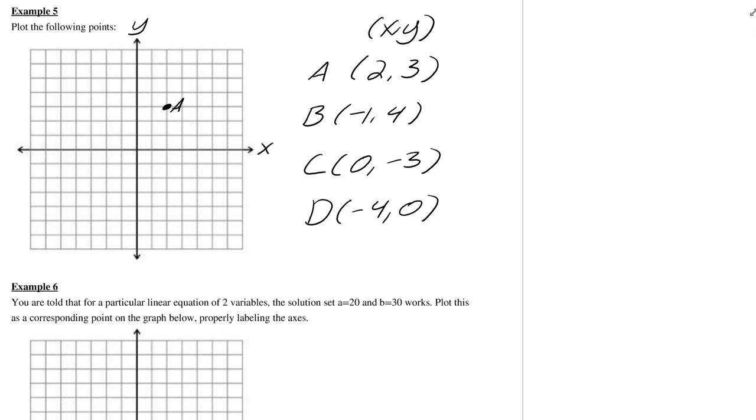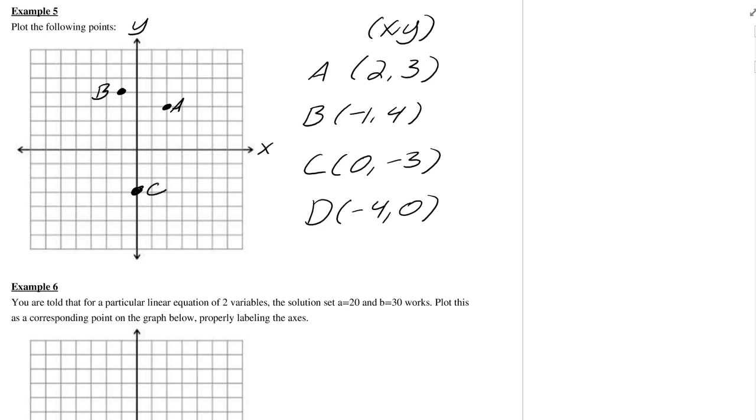Okay, so for B here, now I'm going to go to -1, and so that's -1 to the left, and then I go up 1, 2, 3, 4. So that would be this point right here. Then for C, this one can throw people off sometimes. This is 0, so remember this is the x-axis, so I'm just going to stay right here. And then I have to go down 3 on the y-axis. So that's 1, 2, 3. So there's my C right there.